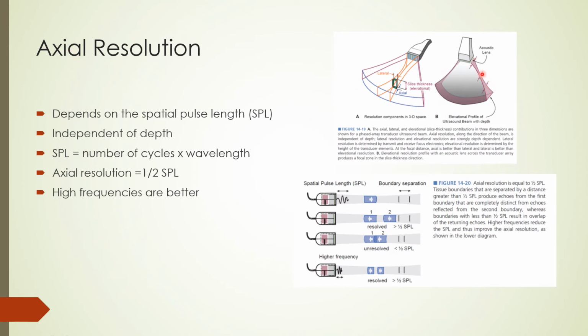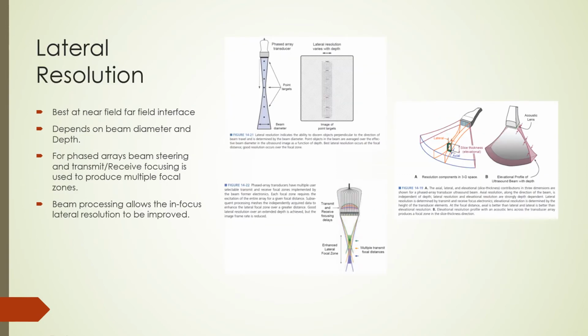And so you can see here that in the narrow portion of the beam, elevational resolution will be better. And also as the beam curves this way in the lateral direction, the lateral resolution is better at this location. We will talk more about this as we go down in the other slides. Lateral resolution is defined as resolution in a direction perpendicular to the axis of the ultrasound beam. Lateral resolution depends on beam diameter and depth because it is best at the near field, far field interface.